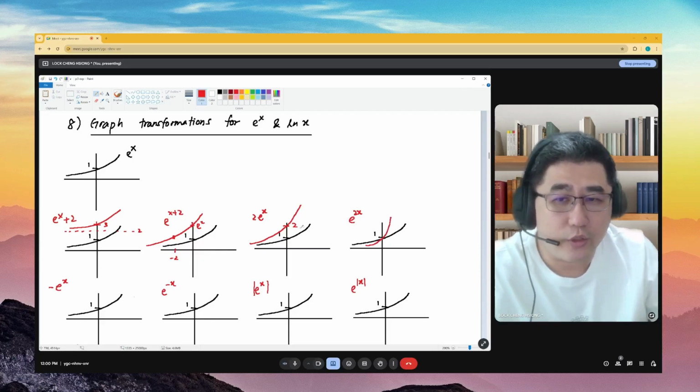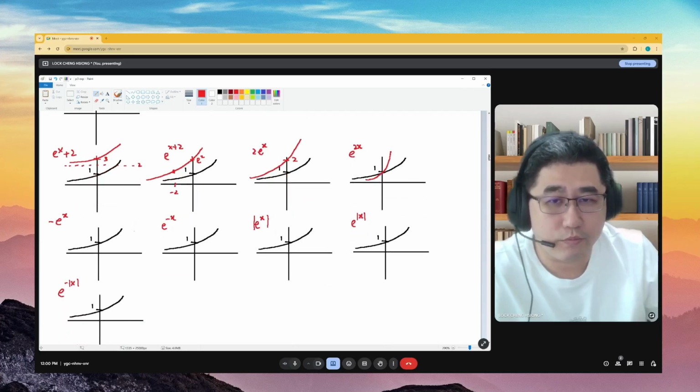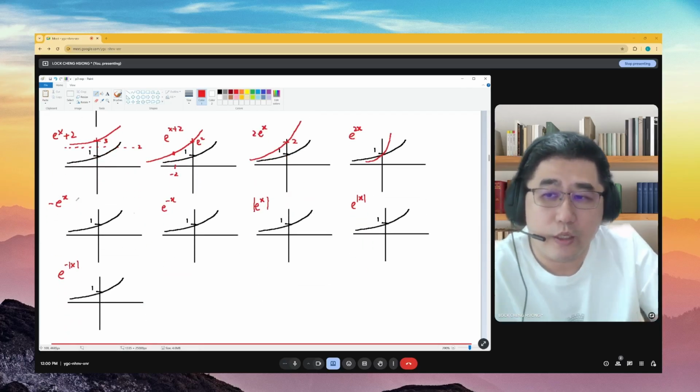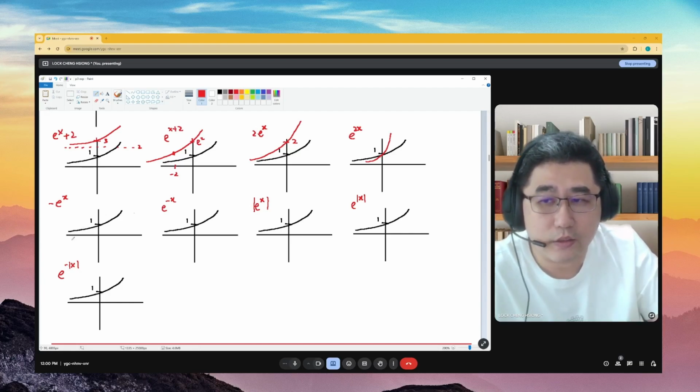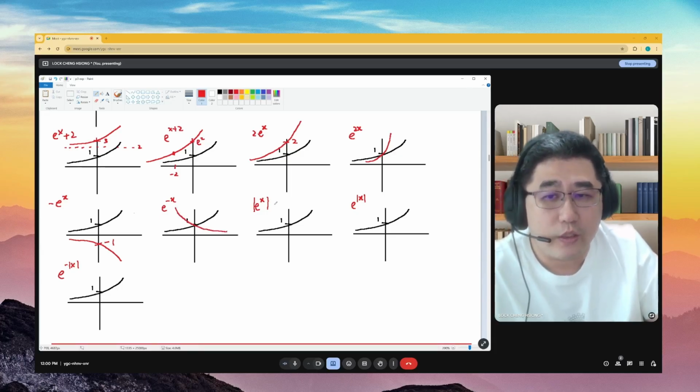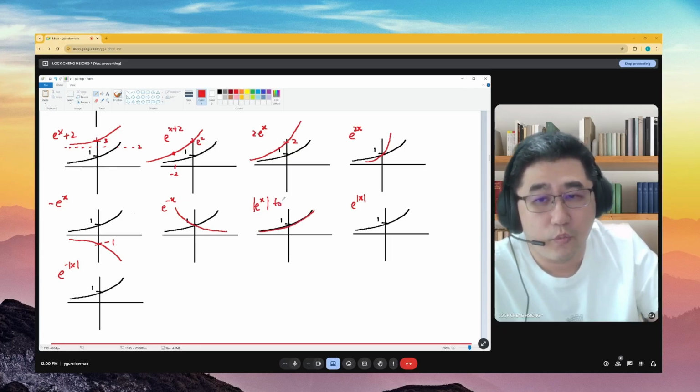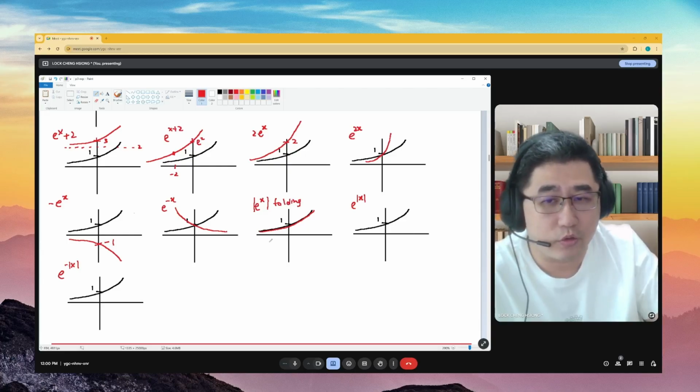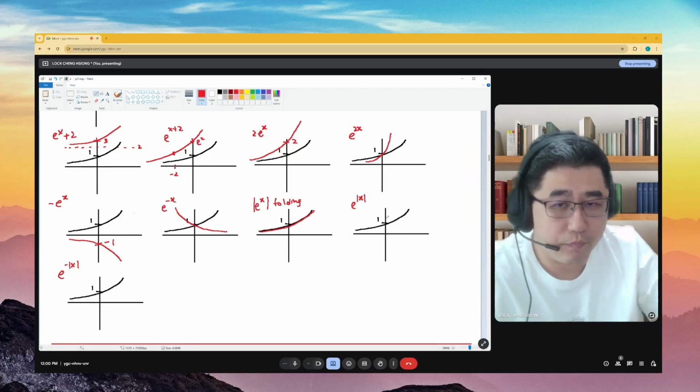By now you should be able to see that they are all revision from your P1 transformations. If I have negative e^x, the negative here means a reflection in the x-axis, so the shape will go like this with a -1. And e^(-x) will be a reflection in the y-axis, so the shape will go like this. Modulus of e^x: the shape will remain the same, because this represents folding from the bottom, and you have nothing at the bottom to fold. So the shape remains the same.